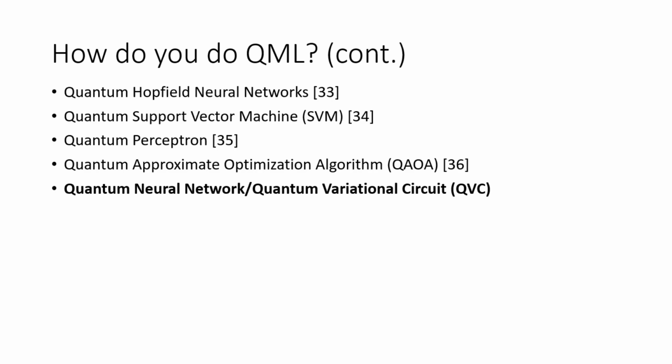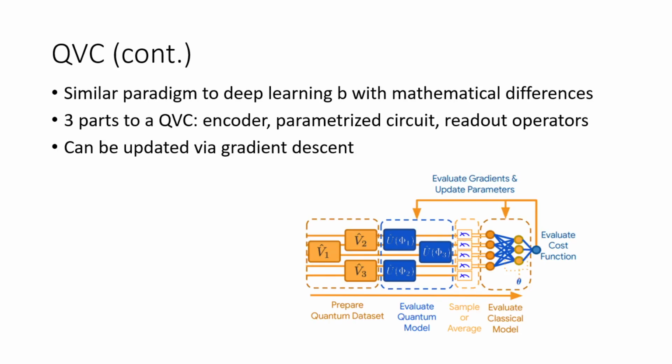But there are some similar ideas between quantum variational circuits and classical neural networks. A quantum variational circuit is a similar paradigm to deep learning, but with mathematical differences. You have three important parts to a quantum variational circuit: an encoder, a parametrized circuit, and a readout operator. Basically, you encode classical or quantum data into appropriate quantum states.